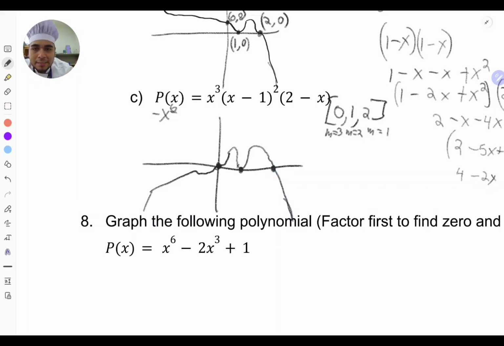Okay, with that being said, we want to mark all the locations that we have. So of course, this location right there is (2, 0). This location is (1, 0). And this location is (0, 0). Okay? Now, we could say, what is our y-intercept?